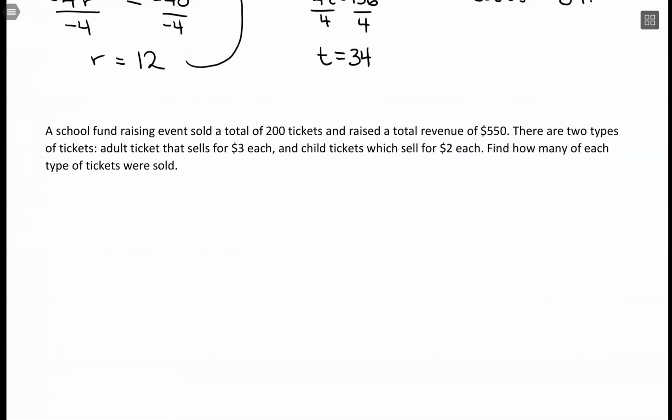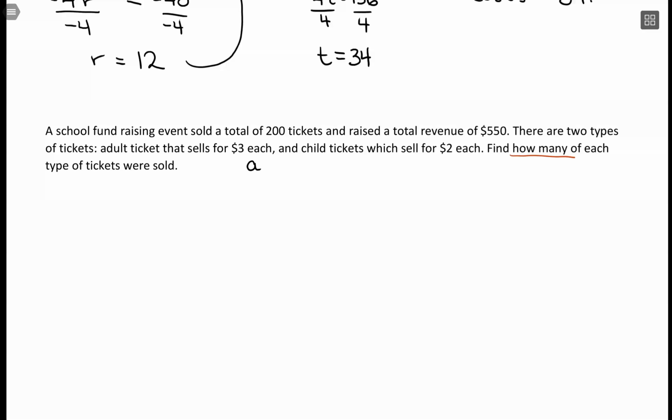So let's look at another scenario. We have a school fundraising event, sold a total of 200 tickets, and raised a total revenue of $550. There are two types of tickets. There's adult tickets that sell for $3 each, and child tickets which sell for $2. Find how many of each type of ticket were sold. So with that last question, we want to find how many of each type of ticket were sold. So I want to know how many adult tickets, how many child tickets.